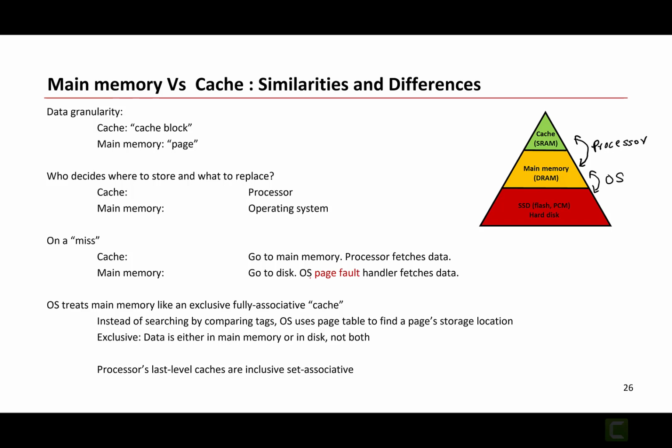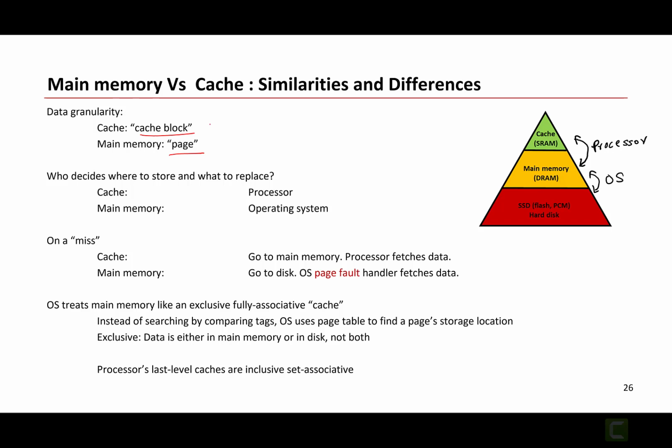The main memory, on the other hand, is maintained by the operating system. And it's the operating system that is in charge of replacing data and bringing data into the main memory. Terminology-wise, the difference is: cache block is what we had for caches, and for main memory, the same block is referred to as a page.